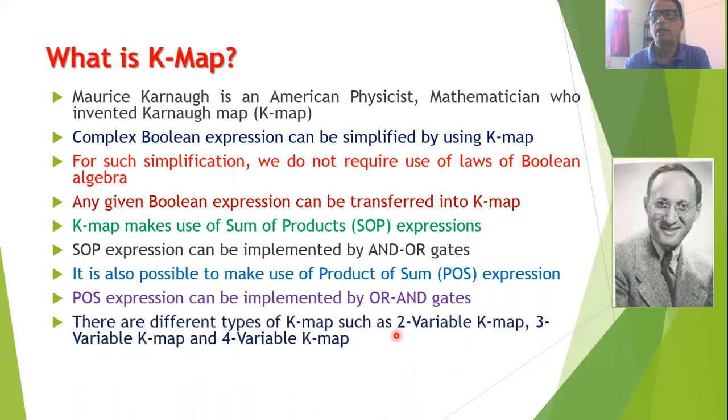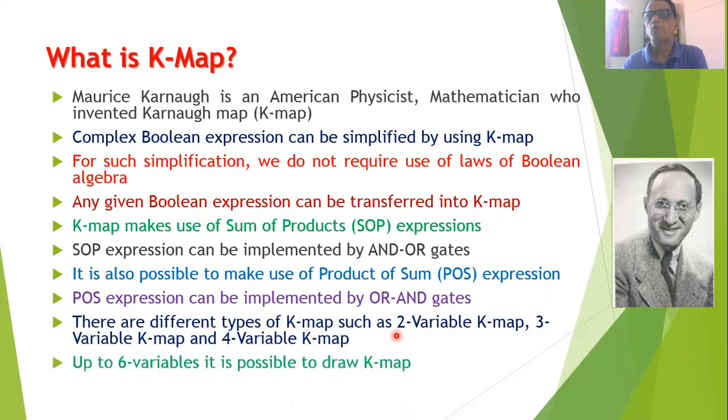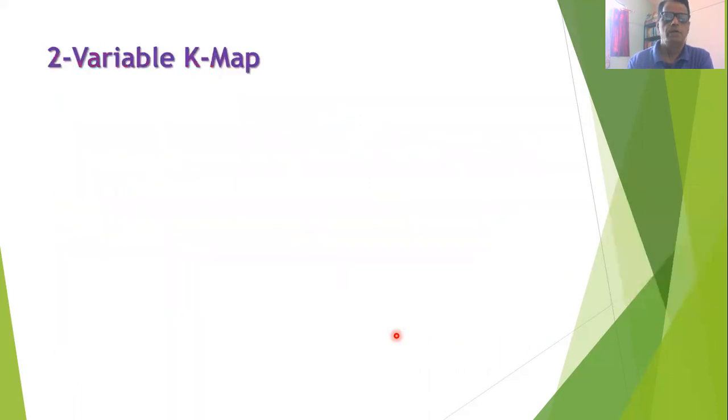You will find that there are different types of Karnaugh maps, such as 2-variable Karnaugh map, 3-variable Karnaugh map, and 4-variable Karnaugh map. It is possible to draw Karnaugh map up to 6 variables. But in this session, we are going to discuss the Karnaugh map only up to 4 variables. Let us go for the discussion of 2-variable Karnaugh map.